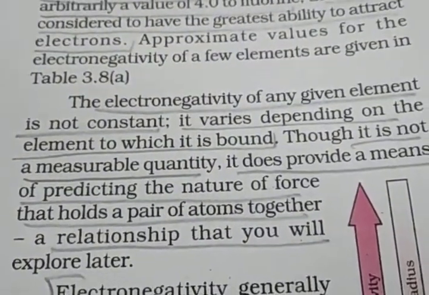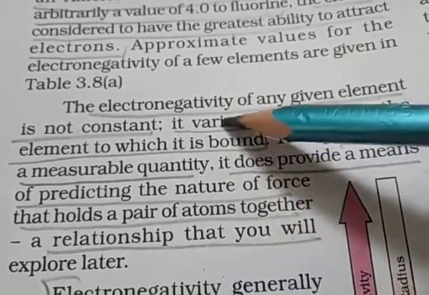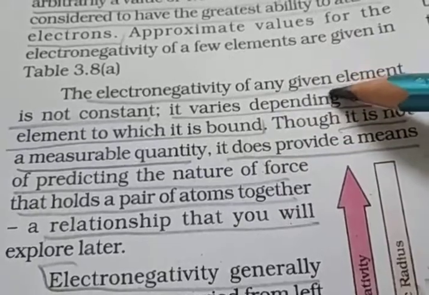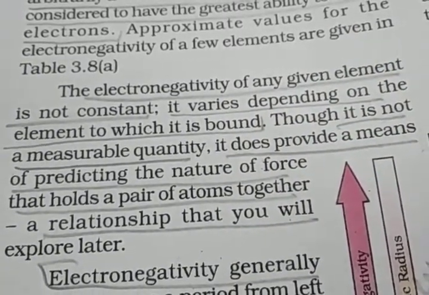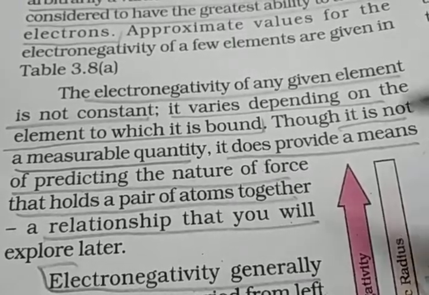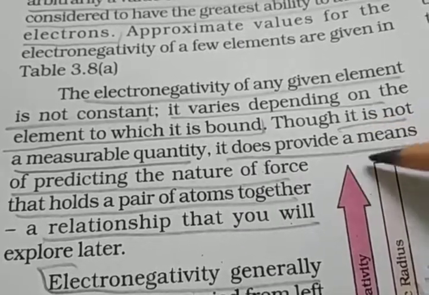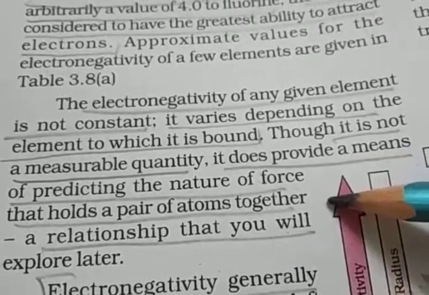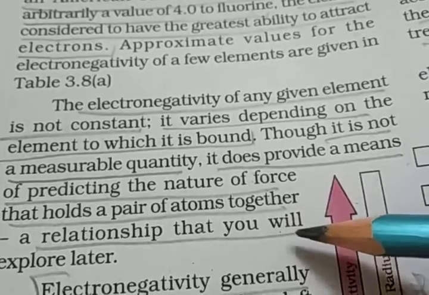Then the main concepts of electronegativity. There are the following points. First, the electronegativity of any given element is not constant. That means each element has a different electronegativity value, and it varies depending on the element to which it is bound. It is not a measurable quantity, and it does provide a means of predicting the nature of the force that holds a pair of atoms together.